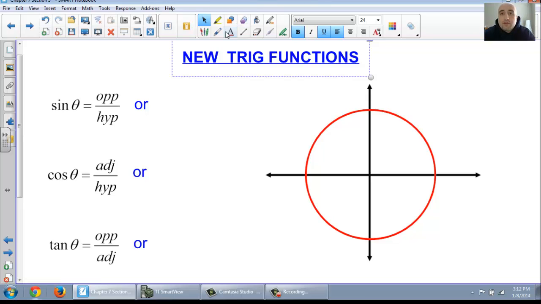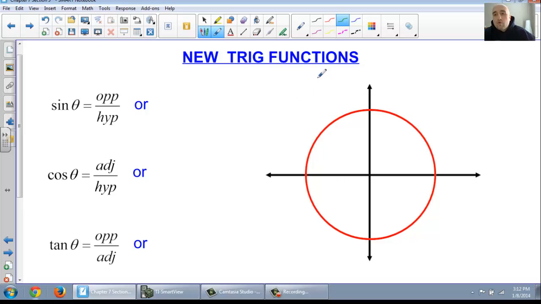Now we're going to do something a little bit different. We have a coordinate plane here with a circle. This is similar to the unit circle that you've learned about in Algebra 2. Let's say I put a point right over here in the first quadrant. This is the point (x, y), where both x is positive and y is positive. We went to the right and we went up.